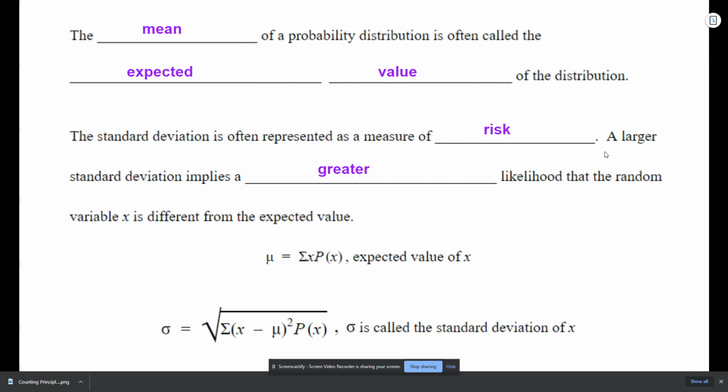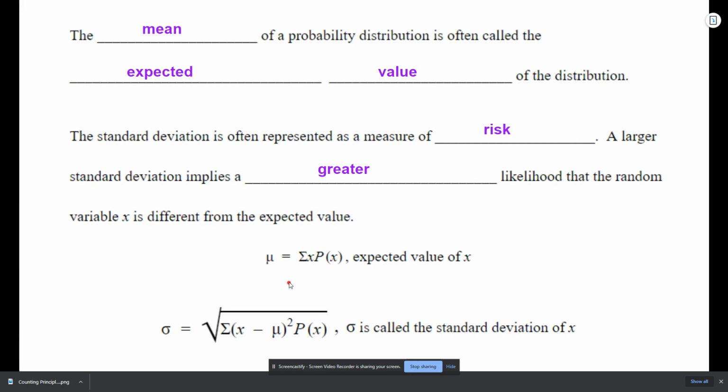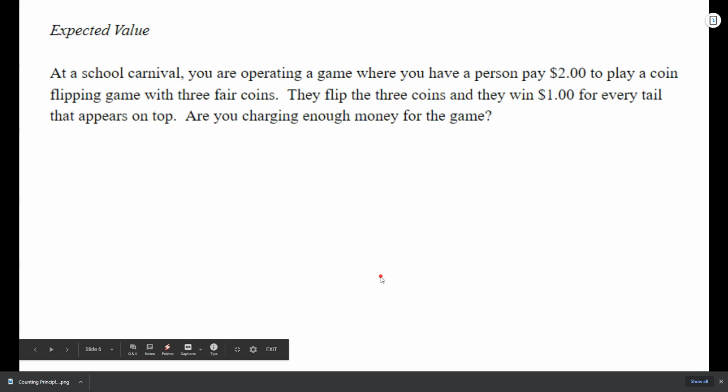So down here there are a couple of computations for expected value. This symbol here is called mu. It has a little tail like a U, but it's called mu. It's Greek. And what you do is you sum the variable value x times its probability p of x, and then you sum all of those together to get the expected value. This right here is the calculation for standard deviation, but we would probably just use a calculator to do that.